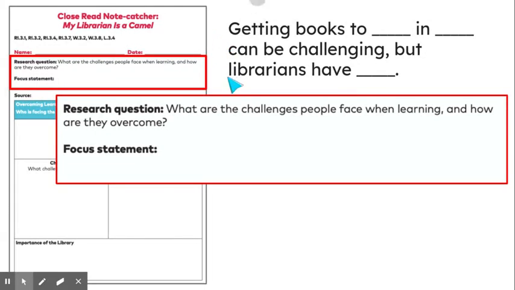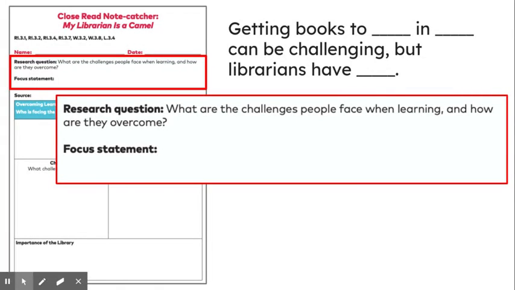Here's a great sentence stem that you could use when you're writing your focus statement. Getting books to who's facing the challenge? In where does your text take place can be challenging, but librarians have, what have they done to overcome the challenge? This is the main idea which we've been working on for the past several weeks. This is the main idea of your section from My Librarian is a Camel.